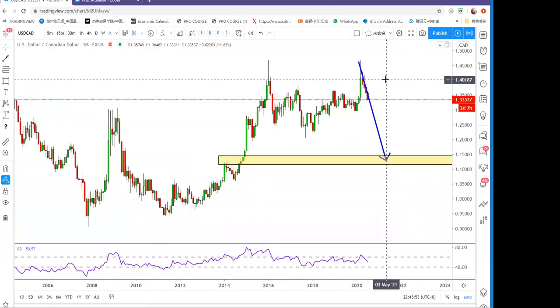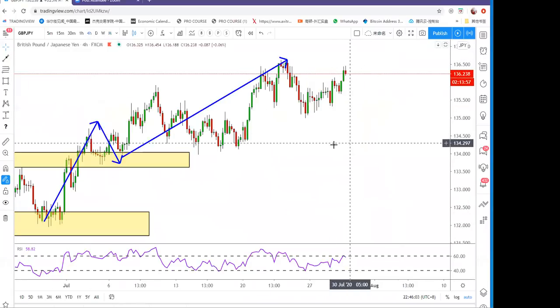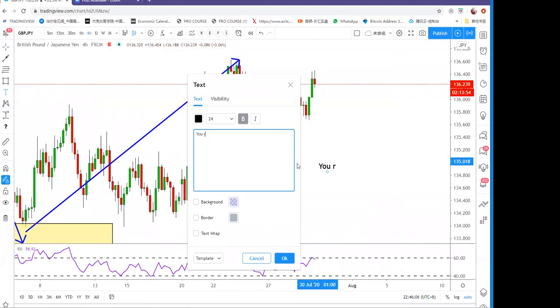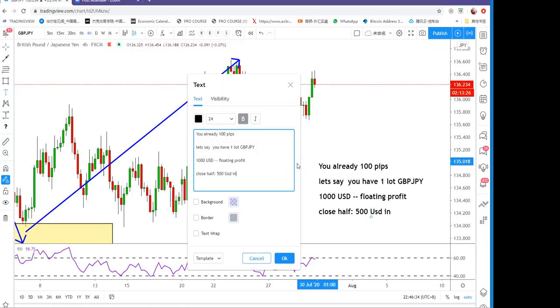Yeah, you are in profit. 115 sterling yen will hold. I recommend you close half. Why do I recommend closing half? Because first of all, you already won 100 pips. Let's say you have one lot of sterling yen. You are in about 10K, about 1,000 US dollars, but it's floating profit. So you close half and put 500 US dollars into your pocket. Make sure you earn money.